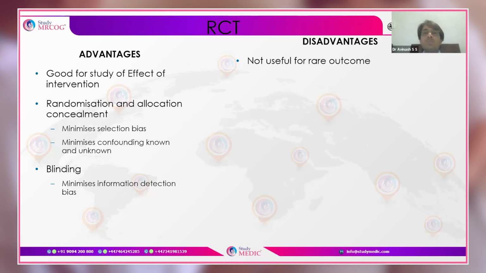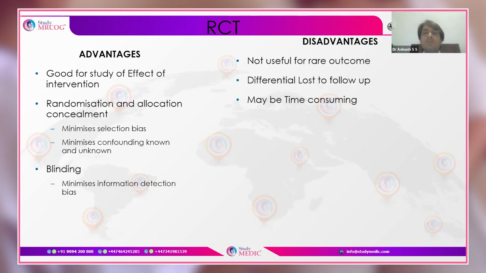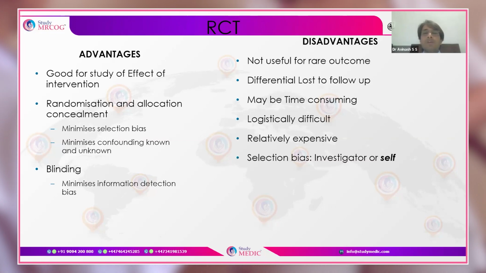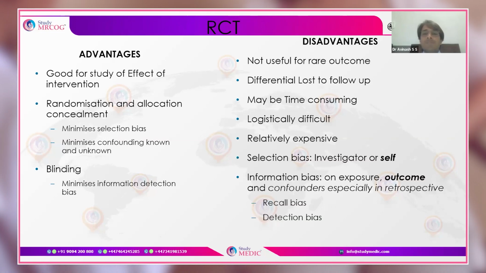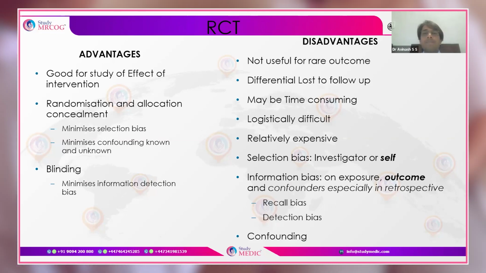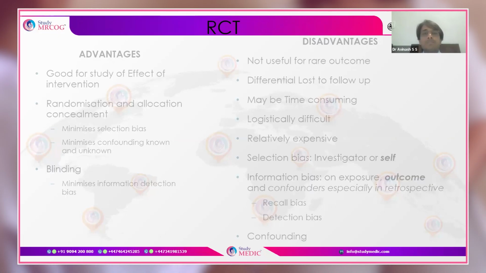Disadvantages: it is not useful for rare outcomes, which may never have developed. Differential loss to follow-up may introduce bias. It is very time-consuming, logistically difficult, and relatively expensive. There may be selection bias and information bias, which can still be there. And of course, confounding if randomization is not properly done.